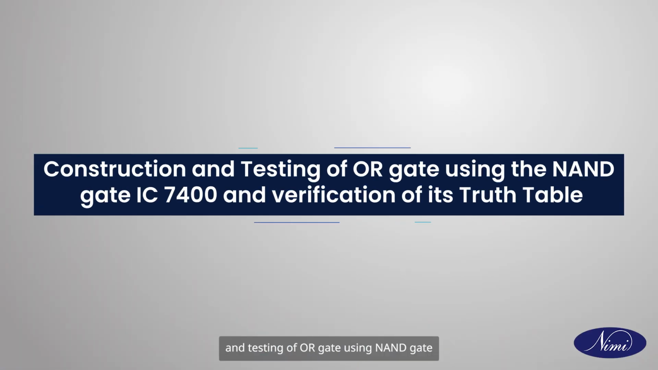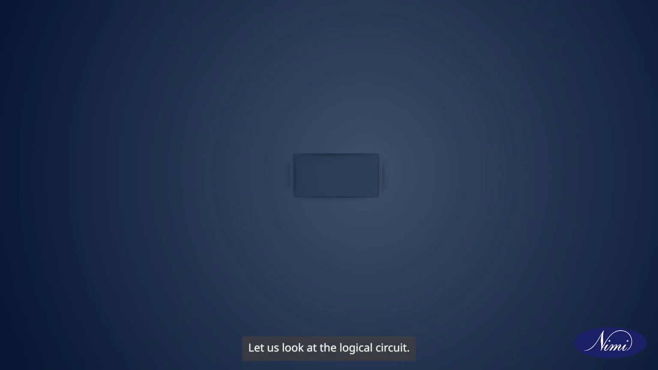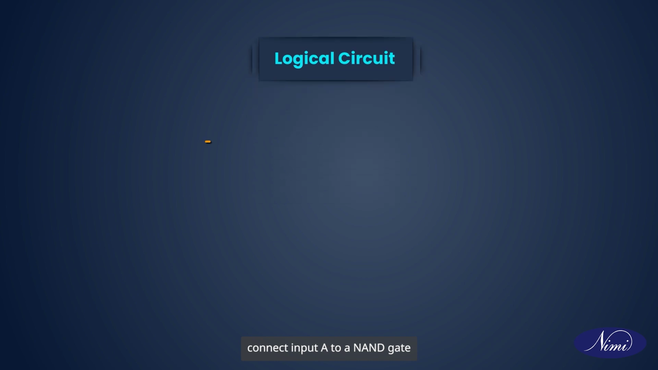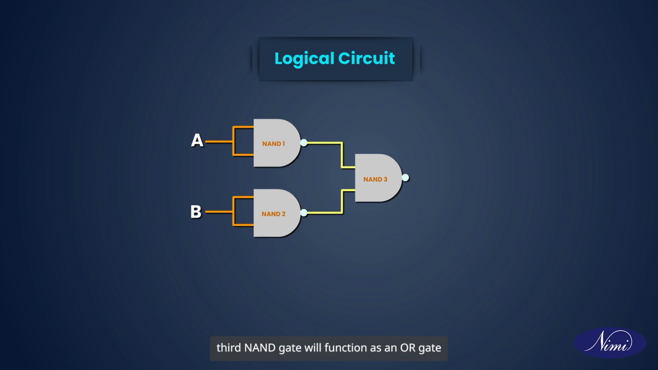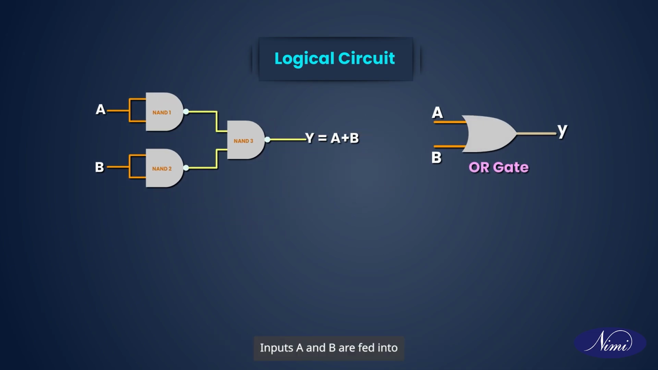The next procedure is the construction and testing of OR gate using NAND gate with IC 7400 and verification of its truth table. Before proceeding to the hands-on procedure, let us look at the logical circuit. First, connect input A to a NAND gate. Connect input B to a separate NAND gate. Connect the outputs of those two NAND gates to inputs of a third NAND gate. The output of the third NAND gate will function as an OR gate.